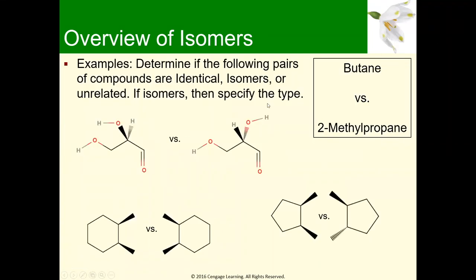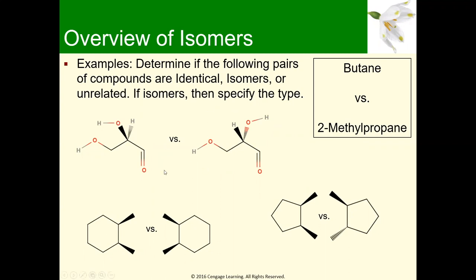Okay, so let me do some examples here. What we're going to do is determine the relationship between these pairs of molecules. We're going to say whether they are identical, that's possible, whether they are some type of isomer, or whether they are unrelated. And if they are isomers, we want to specify the type. Is it a constitutional isomer? Is it an enantiomer? Is it a diastereomer?